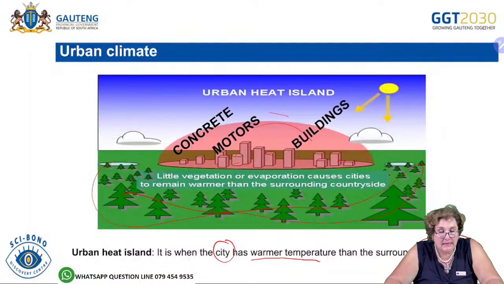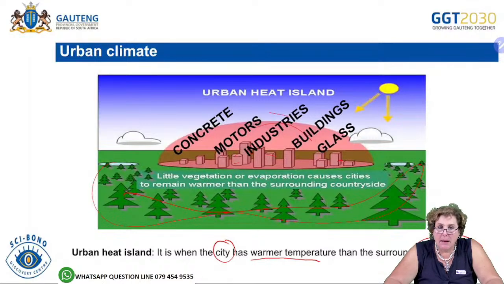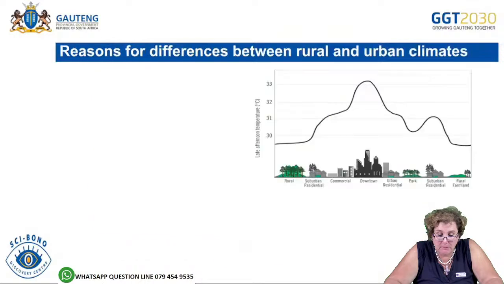Next. The reasons for the urban areas to be warmer are things like buildings, concrete, and pavement areas. We have lots of motor vehicles in the urban areas that create pollution. And then also in the urban areas we have industries together with the vehicles that are causing air pollution. Some buildings are made up of glass. Glass reflects heat back, and that reflection is heating up the temperature.